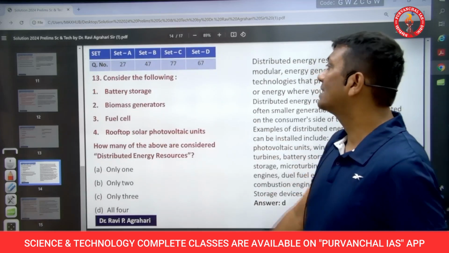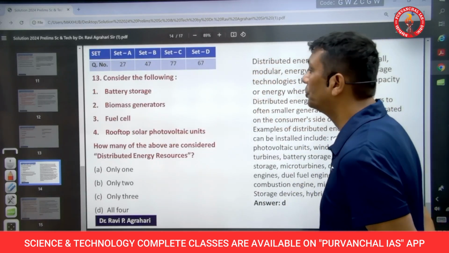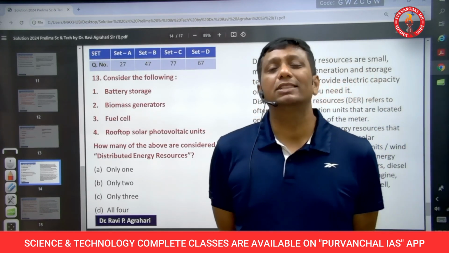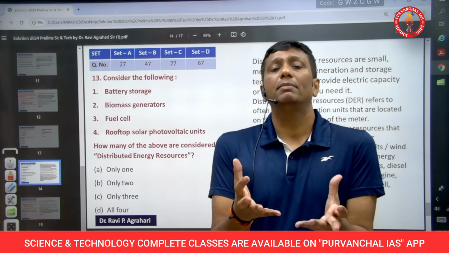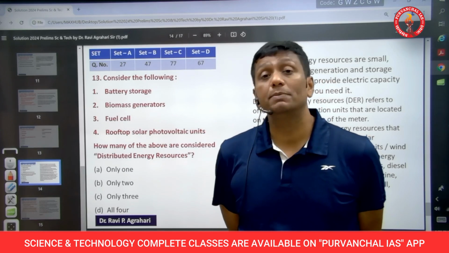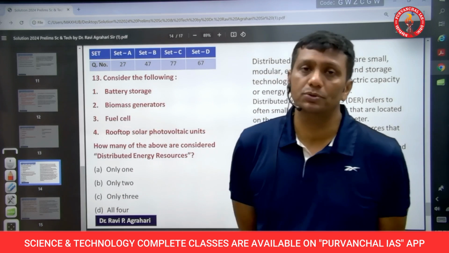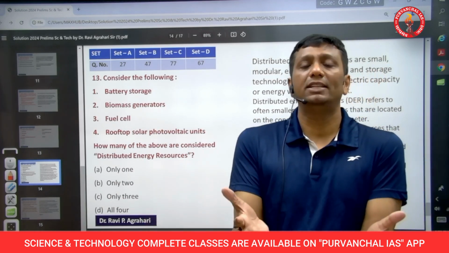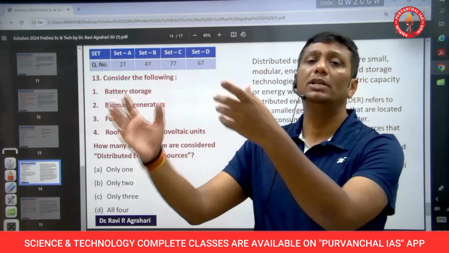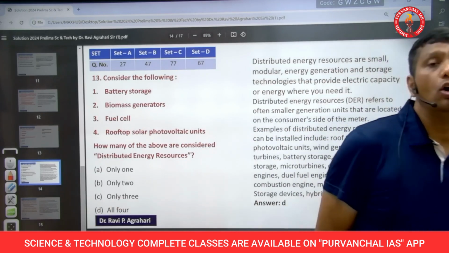Next question UPSC has asked: consider the following: battery storage, biomass generator, fuel cell, rooftop solar photovoltaic units. How many of the above are considered distributed energy resources? I'll discuss with you here. Distributed means we can generate power and then carry it easily from one place to another. In Chhattisgarh, this kind of system was installed earlier, guys. Last year it was in the news also. We can generate the power somewhere from some sources, accumulate the energy there, and carry it to the desired place wherever the energy requirement is. They all are portable.